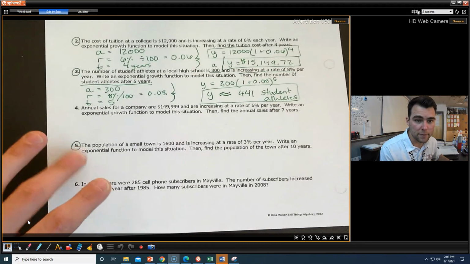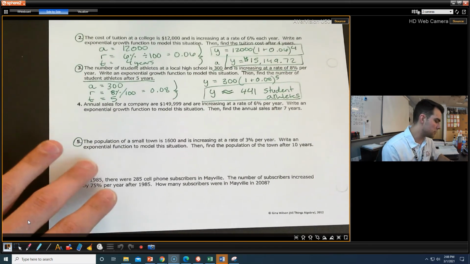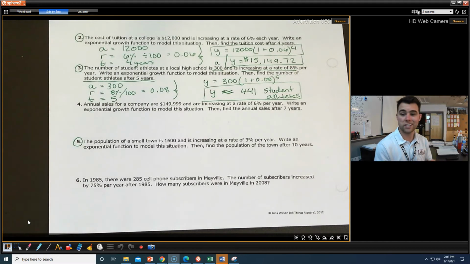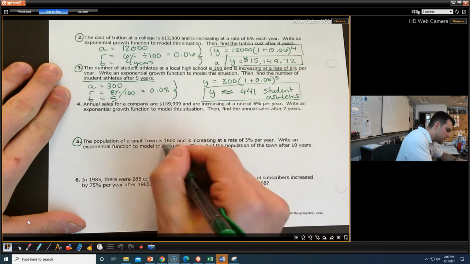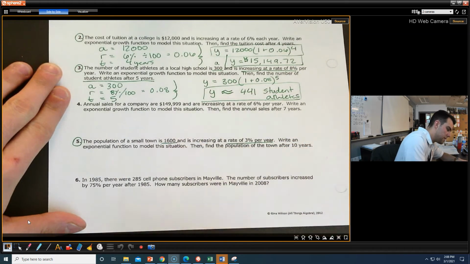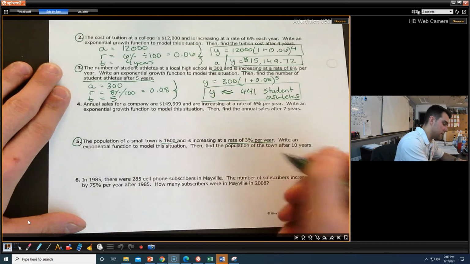Once again, we're talking about population, right? We're saying the population of a small town is 1,600. That is small. Kingman's like 35,000. That's pretty tiny. Population is 1,600. It's increasing at a rate of 3% every year. Write an exponential function. Then find the population of the town after 10 years.